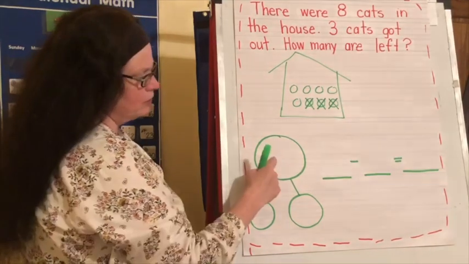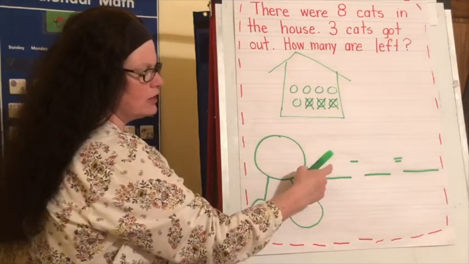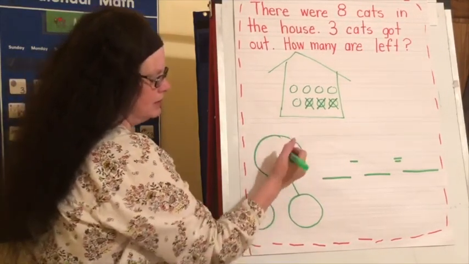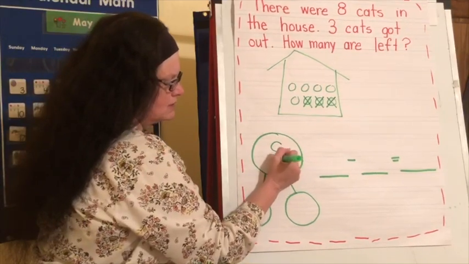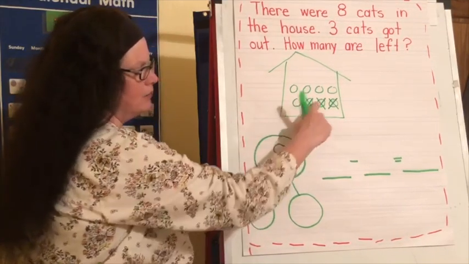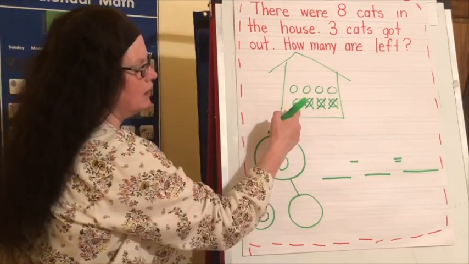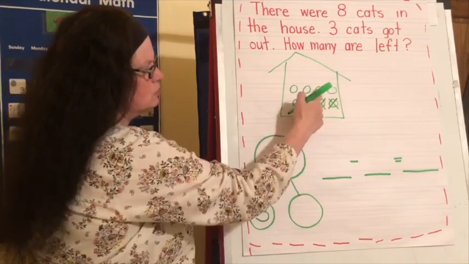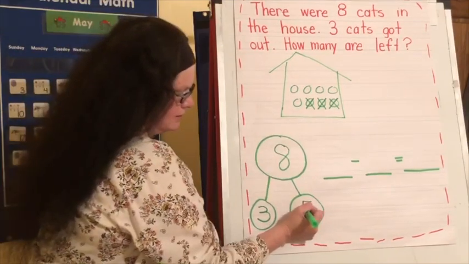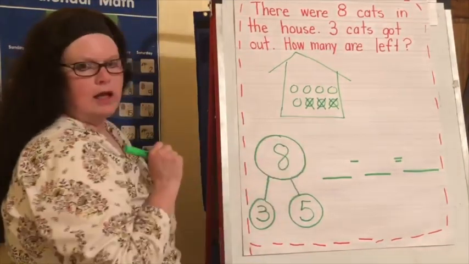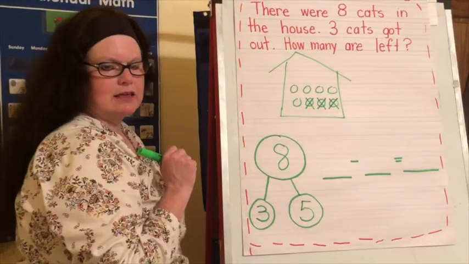All right, I'm going to fill in our number bond, and then I want you to try to write the number sentence. So I know that in my number bond, my whole, how many did I start with, was 8. My part, how many got out? 3 got out. How many are left? 1, 2, 3, 4, 5. There's the number bond. Go ahead. I'll give you a minute to try to make that sentence, then we'll do it together.